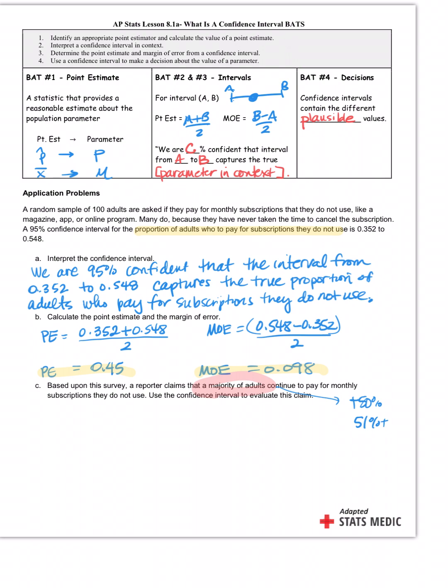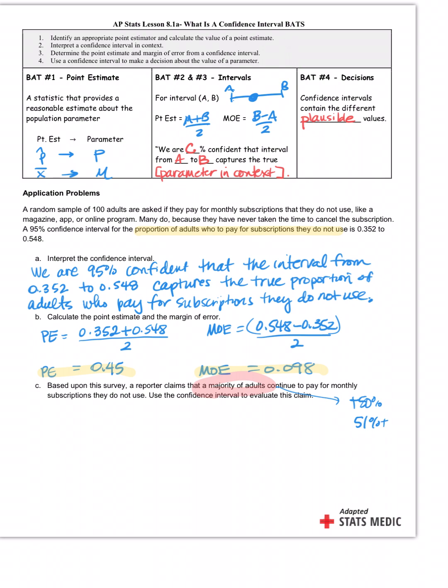So do we support or deny? Remember, the interval is all the plausible values. So the truth could be the low end of the interval. So we have to deny it. The only way we could support the claim is if the whole thing was 51% or higher. Does that make sense?